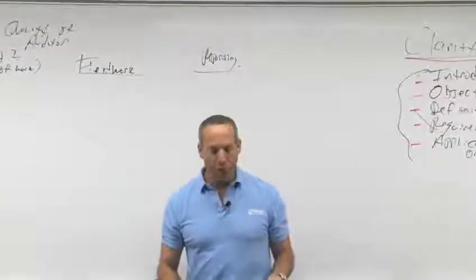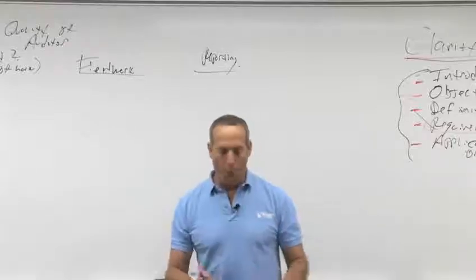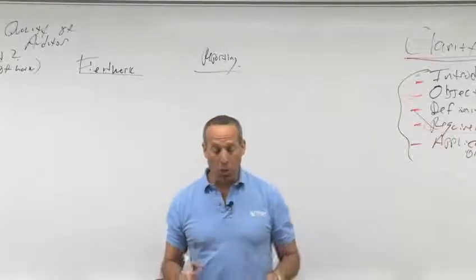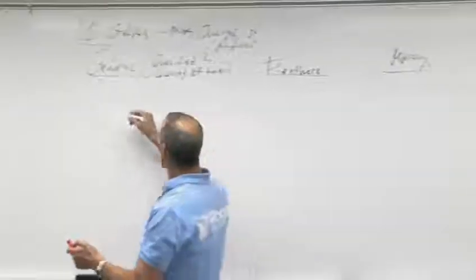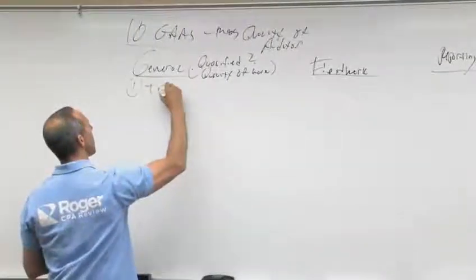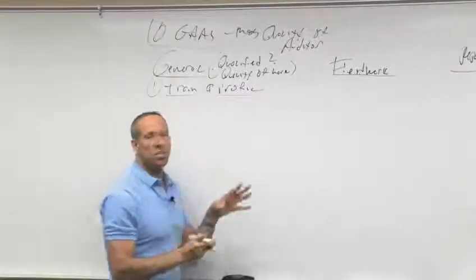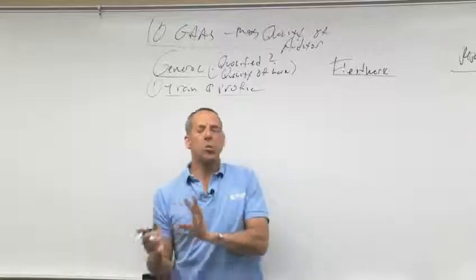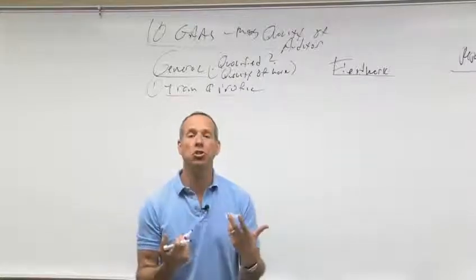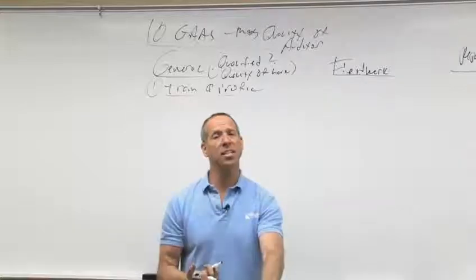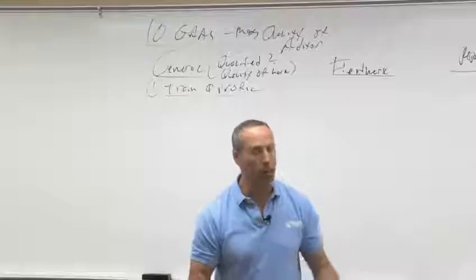All right. The first general standard states technical training and proficiency. The audit must be performed by a person or persons having adequate technical training and proficiency. So the first one we're going to call technical training and proficiency. Now, when we talk about training and proficiency, that means you have the proper training, the proper education, the proper background. That means you're properly trained. Proficiency means maybe you've done this type of audit before, so you're proficient as an auditor.